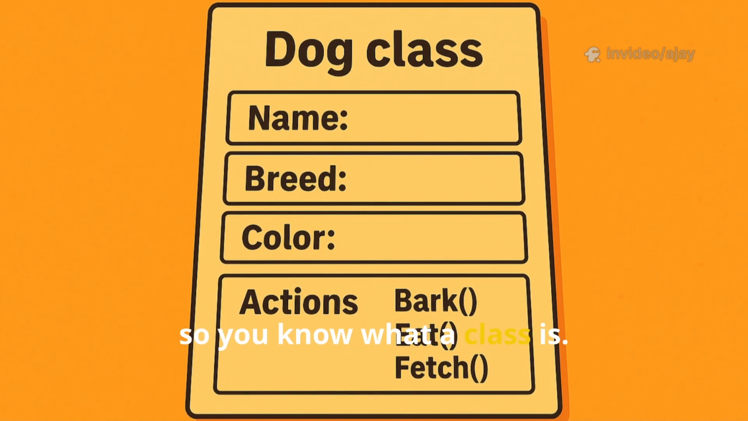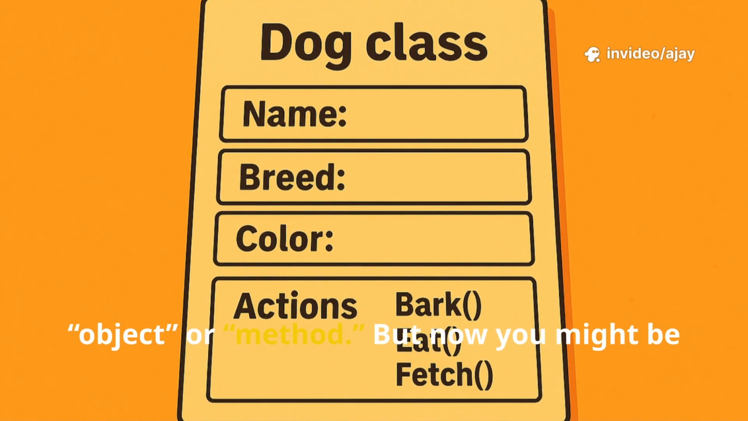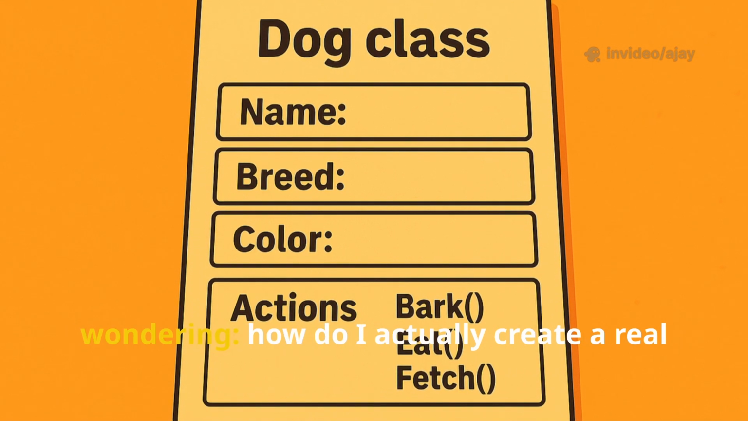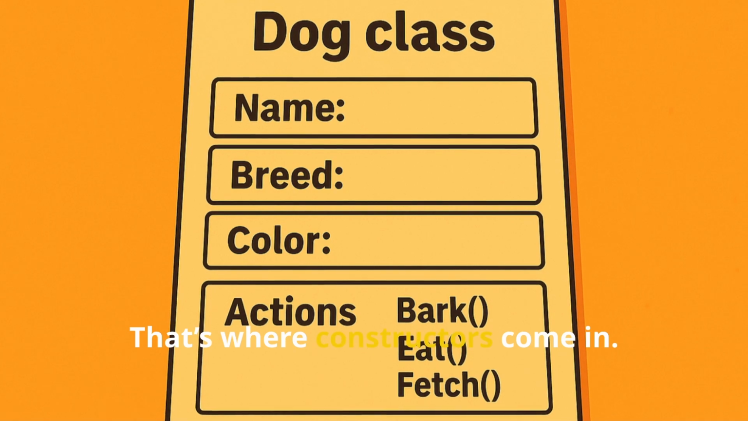Okay, so you know what a class is. It's like a blueprint, and you've probably seen terms like object or method. But now you might be wondering, how do I actually create a real dog from this blueprint? That's where constructors come in.